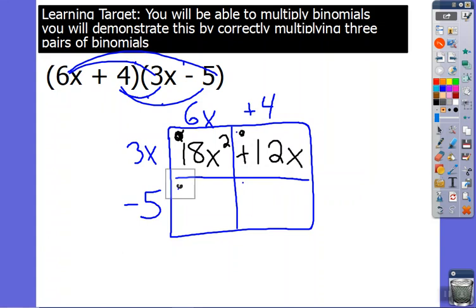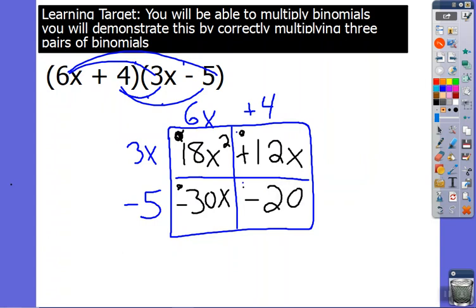Okay, move into the bottom row. I've got 6x times negative 5. So 6 times negative 5 will be negative 30. And that x didn't change. It can't disappear, but it's not going to change. And then my last box there, looking straight up is the plus 4. Looking straight over is the negative 5. 4 times negative 5 is negative 20. So there are my 4 pieces.